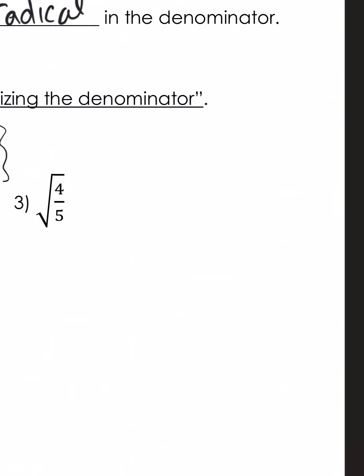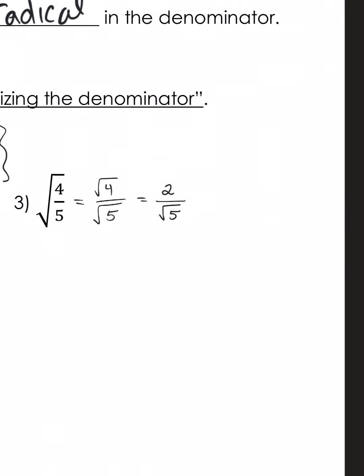Okay, on number 3. This time I get to use my product property. I'm gonna break this up into 2 separate radicals. Sorry, not the product property, the quotient property. So I'm gonna break that up so that my numerator and denominator are each inside their own radical. I'm going to simplify. The square root of 4 is just 2. The square root of 5 I can't simplify.